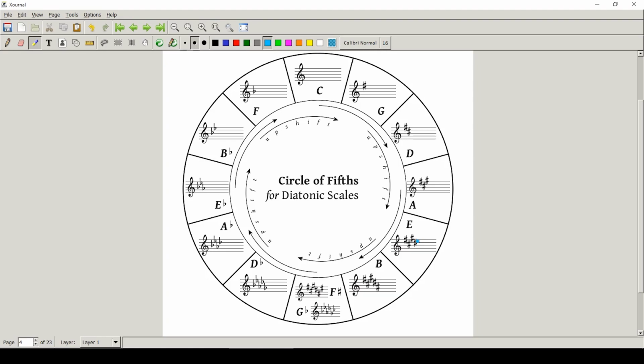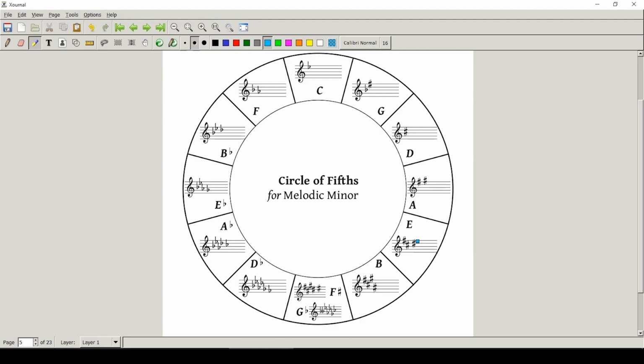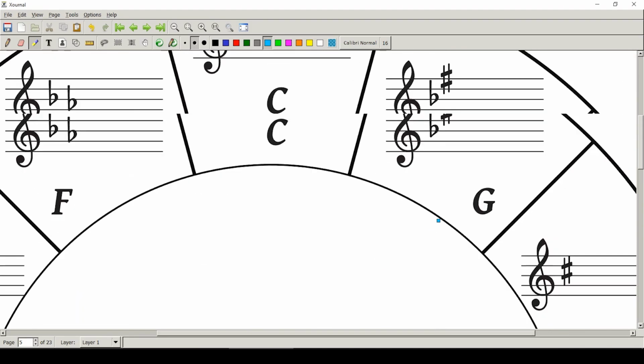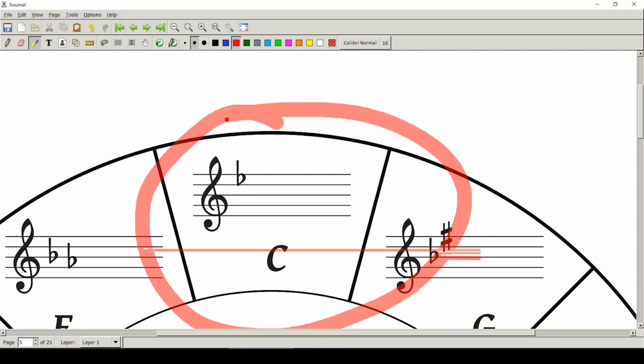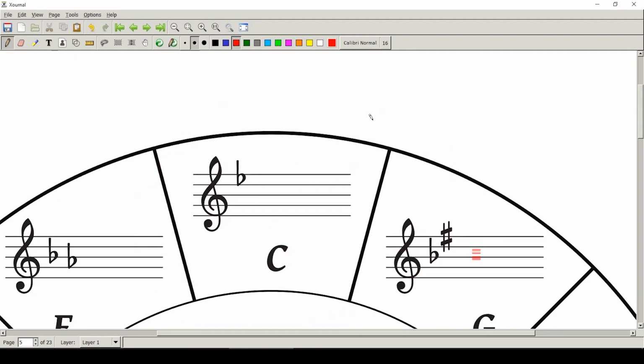For instance, I want to show you what the circle of fifths looks like for melodic minor scales. You may never have seen a diagram like this before, so let's unpack it. I'm going to zoom in and start up at the top for C melodic minor. So C melodic minor has the notes C, D, E flat, F, G, A, and B, which you can represent as saying there's just this one E flat in the key signature for C melodic minor.